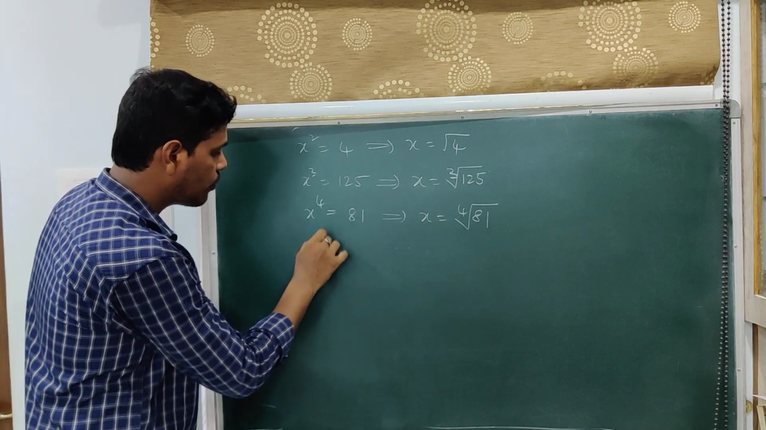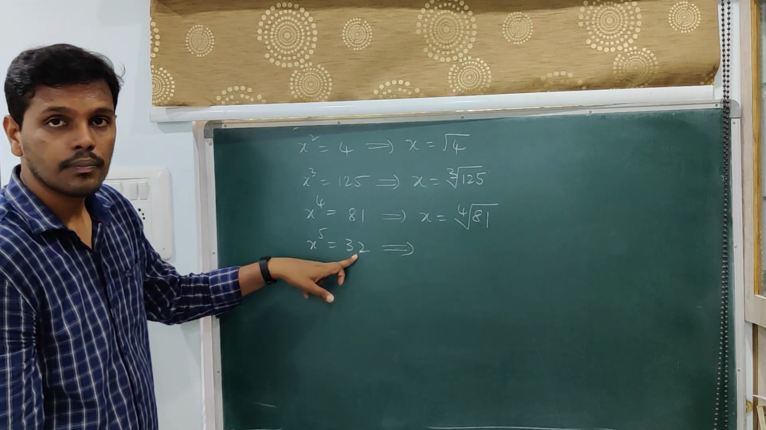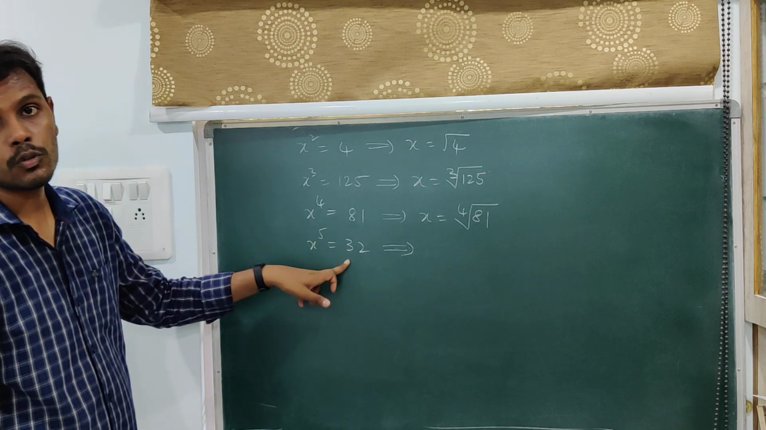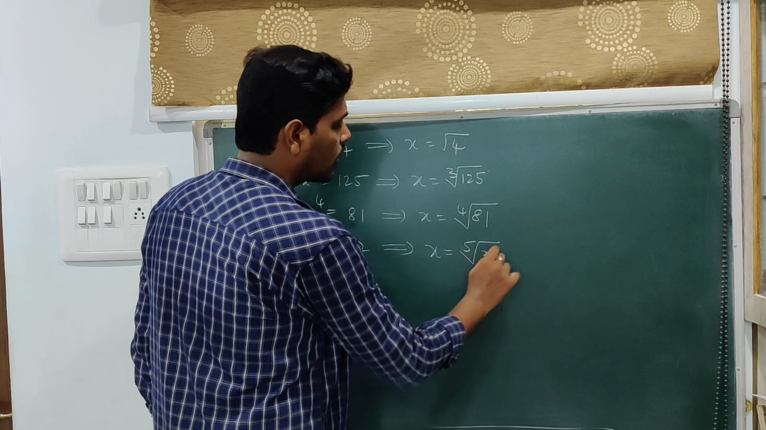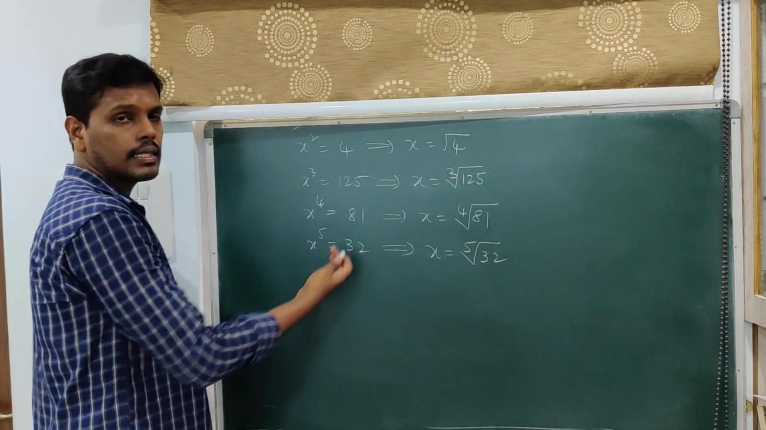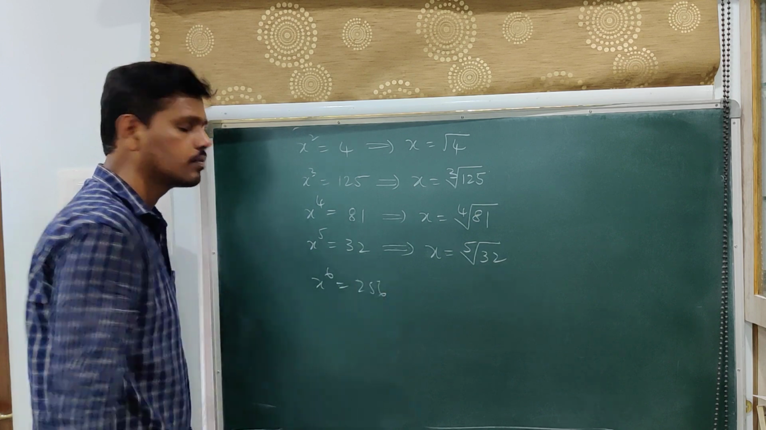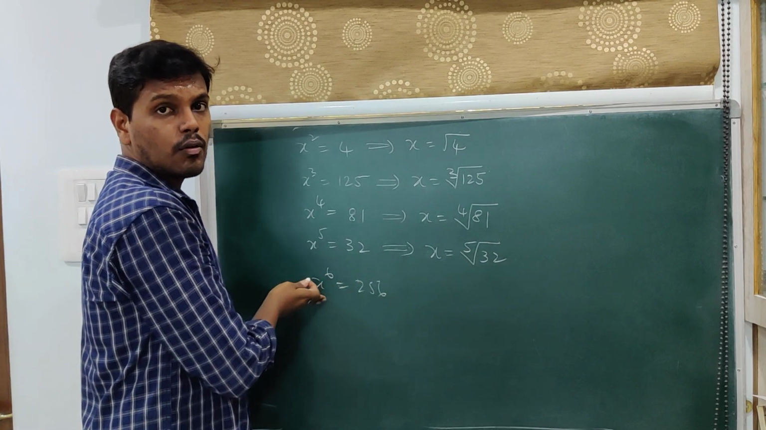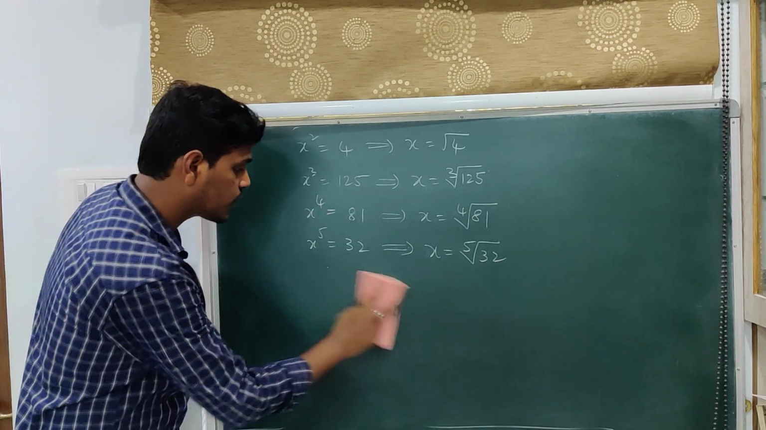Similarly, suppose you have x power 5 is equal to 32. Now this is read as 32 is the fifth power of x. Equivalently, x is the fifth root of 32, and you can write it symbolically as x is equal to fifth root 32. Suppose it is 6: x power 6 is equal to 256. Then we say that 256 is the sixth power of x and x is called the sixth root of 256. That is the way we will speak.